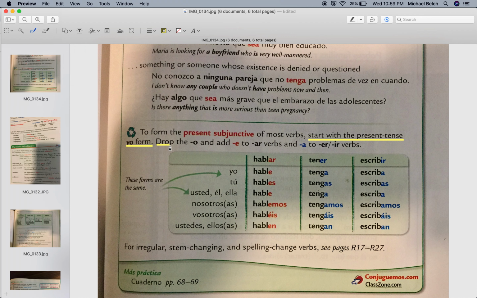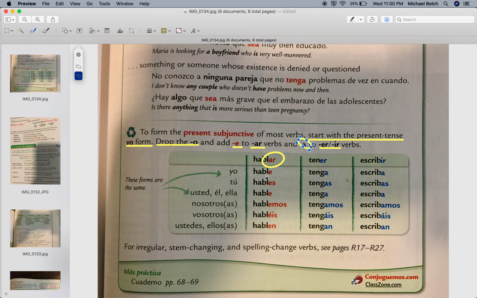Step 2 is drop off the o. Present tense yo verbs end in o. We drop that o off. And step 3 is to add the opposite vowel. So if it's an AR verb like this one, we're going to switch the A to E. If it's an ER-IR verb like these two, we switch those to an A. Okay? And then we add the regular endings that we would expect.